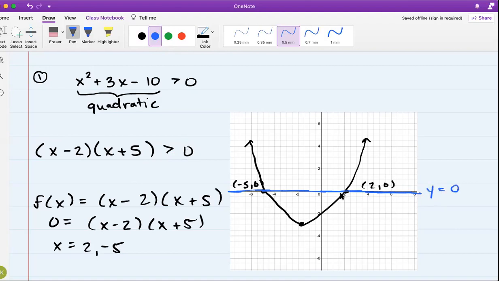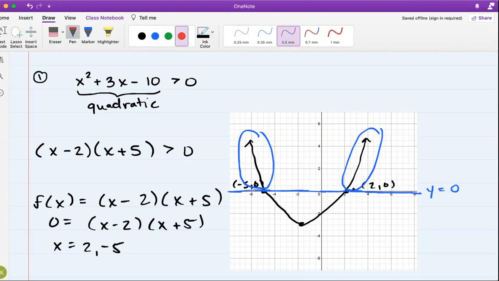Okay, where are we on the black graph above 0? So we're above 0. You can see all of these values here are above 0, and all of these values are above 0. So what x values correspond to the y values that are above this graph?